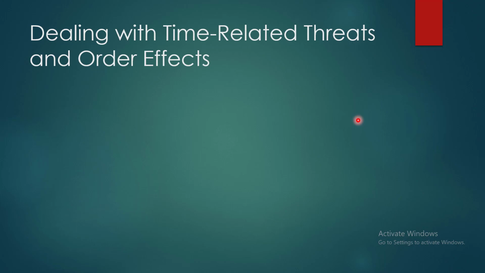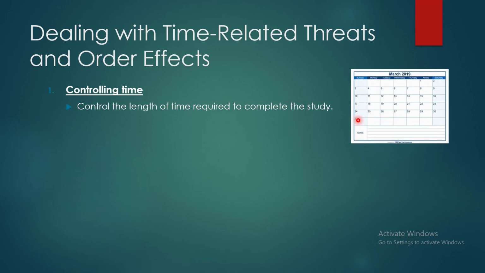So in order to deal with these time-related threats or order effects, we can do a variety of different things. One thing is controlling time, where we control the length of time required to complete the study. Now what you do is you would look at the types of threats you think you might have to your experiment. Now if you think you have order effects, if you shorten the amount of time between treatments, that's going to increase the effect of those order effects. Things like practice, fatigue, carryover effects. So if you think you're going to have something like that in your experiment because maybe they're doing the same measurement over time, perhaps you want to spread that experiment out and control the length of time to make it longer in between sessions.